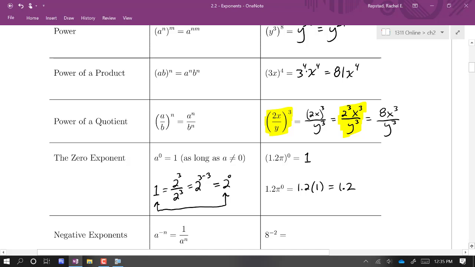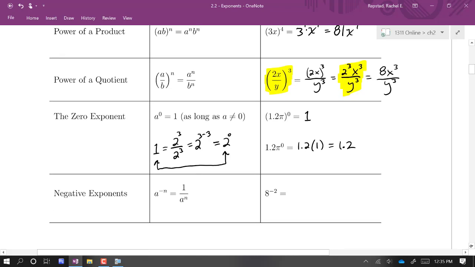And then this last property just defines the negative exponent for us. So if I'm raising a to the negative n power, that is defined to be 1 divided by a to the n. For example, 8 to the negative 2 is 1 over 8 squared. Note that a negative exponent doesn't make anything negative. It makes it small, right? It puts it in the denominator.